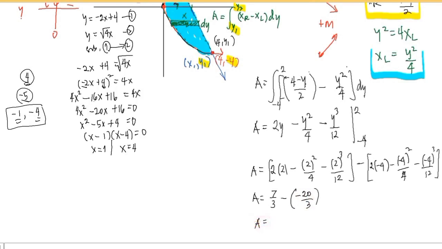Our area is equal to 7 minus negative 20, that's 7 plus 20, that is 27 over 3, and the 27 over 3 is 9, no? That is 9 square units. So our answer here is equal to 9 square units.